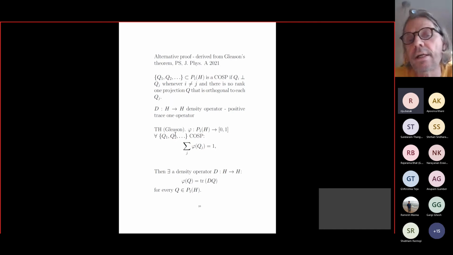Now, what is Gleason's function, as I will call it? It's a function defined on the set of all projections of rank 1. The values are in the unit interval. It's like some sort of probability function.